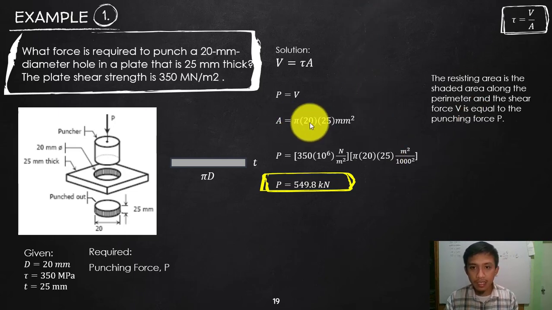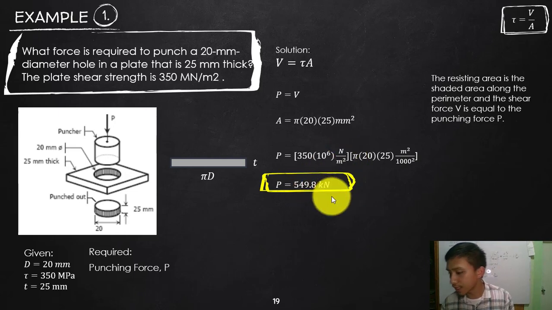So this is the area in millimeter squared. For us to make that meter squared, divide it by 1000 squared, since 1 meter is 1000 mm. So compute that one. That will be 5498 something, that is newton, but I divide it by 1000 to make it kilonewton, since if that is a 1000 newton, that is better expressed in kilonewton.